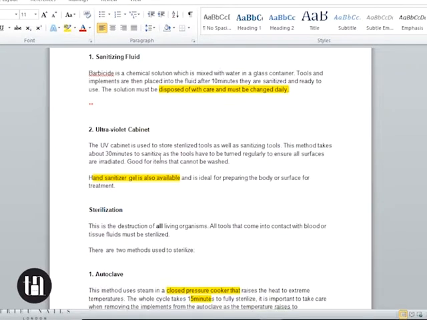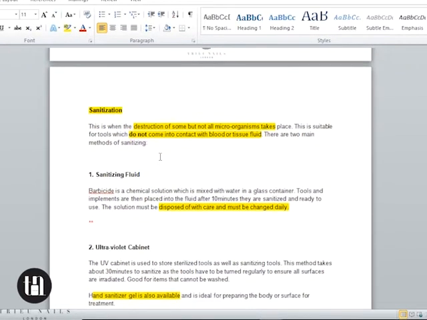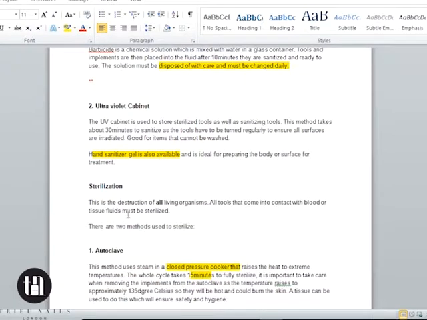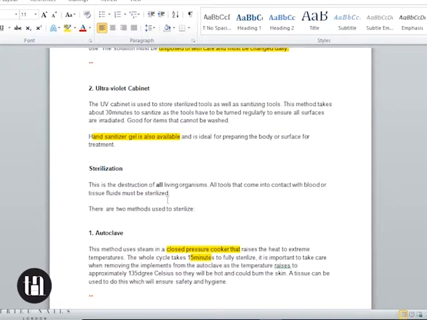And you then have sterilization. So the difference between sanitizing and sterilizing is that sterilizing destroys all living organisms. It's for tools mainly that come into contact with blood or tissue. It must be sterilized. So it's definitely more thorough.